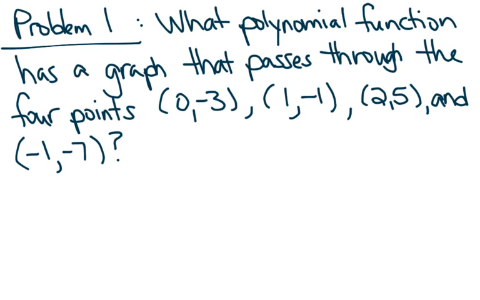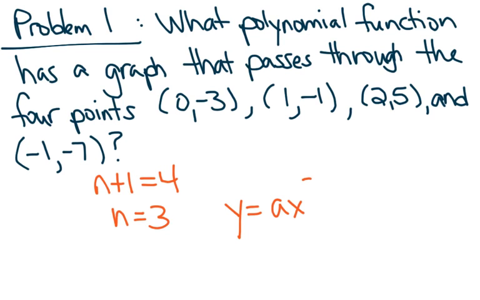What polynomial function has a graph that passes through the 4 points (0, -3), (1, -1), (2, 5), and (-1, -7)? If we use the n plus 1 point principle, if there are 4 points, then it is best described by a cubic function. Cubic functions would be in this format. This would be the standard form of a cubic.